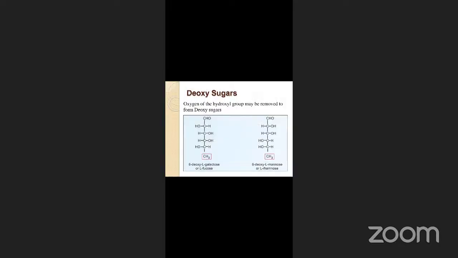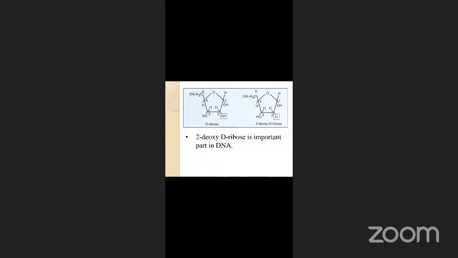I told you about deoxy sugars, deoxyribose, deoxyfructose. Mainly DNA is 2-deoxy-D-ribose. At the second position, ribose has oxygen, whereas DNA's deoxyribose does not have oxygen. That is the difference between RNA and DNA.